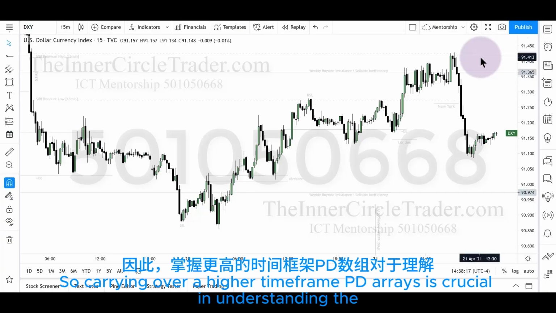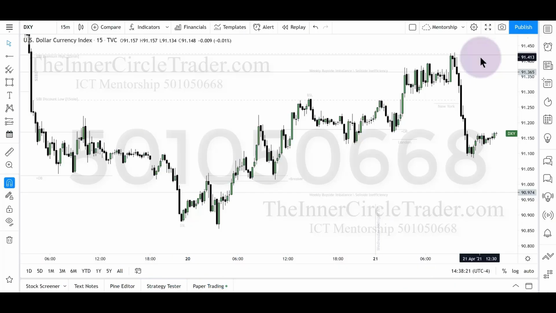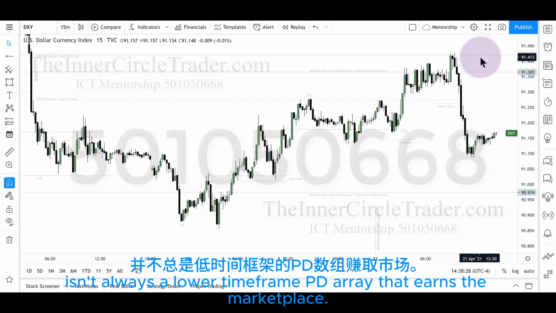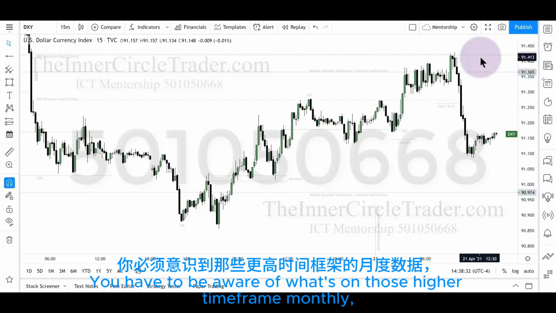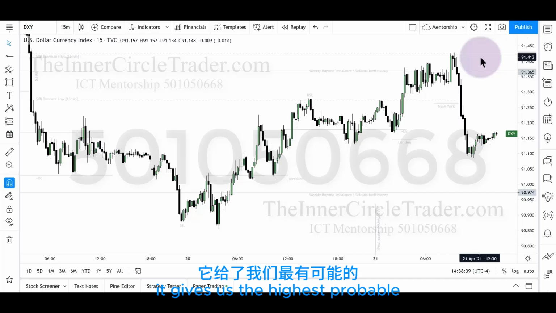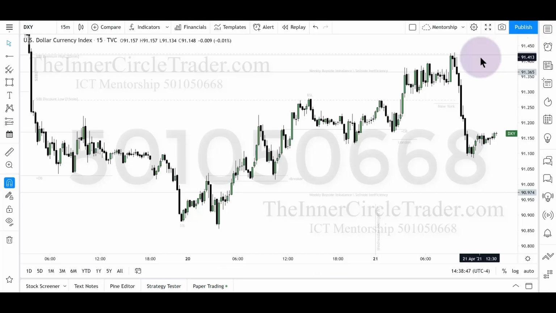So carrying over our higher time frame PD arrays is crucial in understanding the lay of the land, if you will, to navigate these intraday charts. It isn't always a lower time frame PD array that turns the marketplace. You have to be aware of what's on those higher time frame monthly, weekly, and daily, and even 4-hour charts. And by having that, it gives us the highest probable impulse, where it just sends the market one direction or the other.